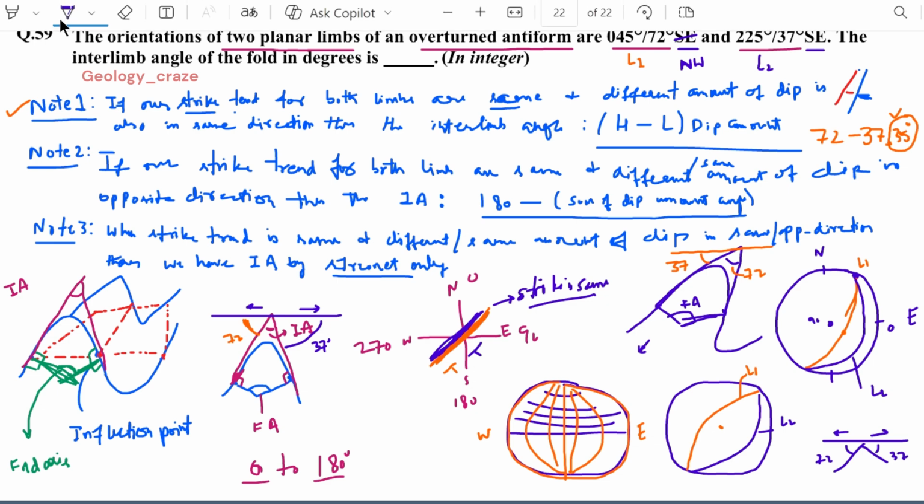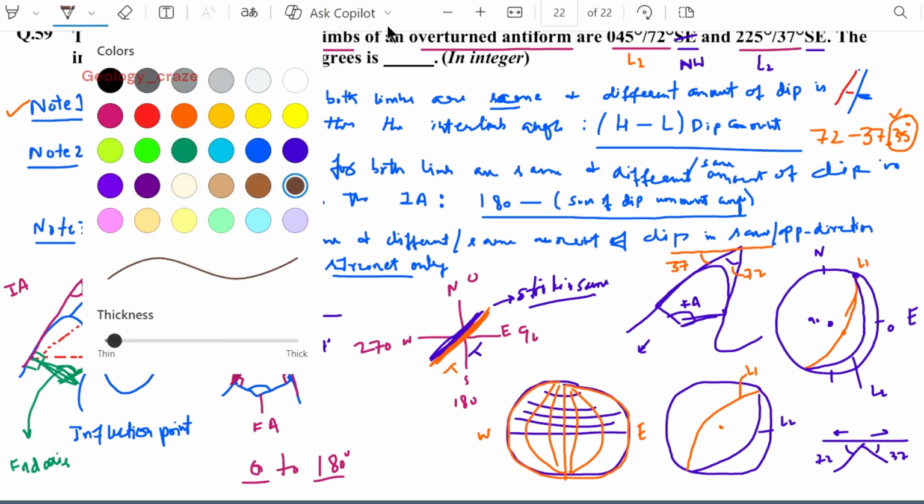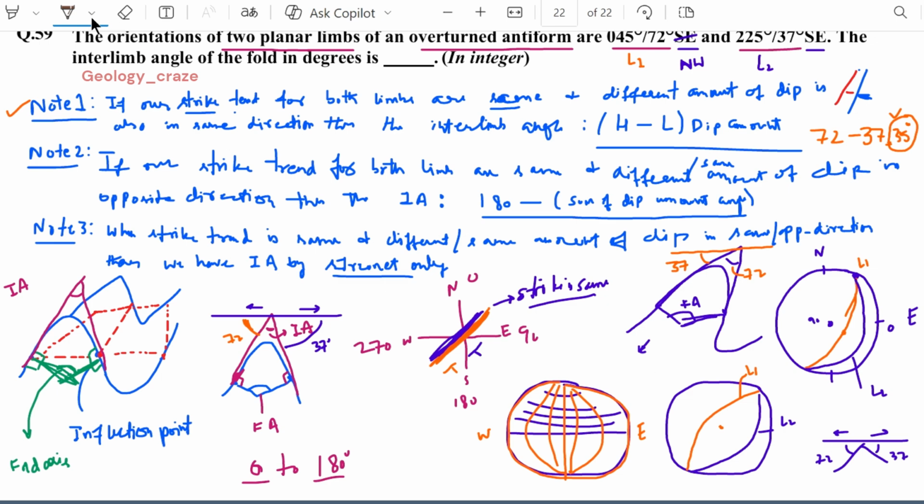Our interlimb angle is this one. So this is the line, we'll get 180. We have to subtract these two, that is, 72 plus 37, from 180, and we'll get our interlimb angle. How much will it be? 72 plus 37 is 109, and 71 will be our answer.